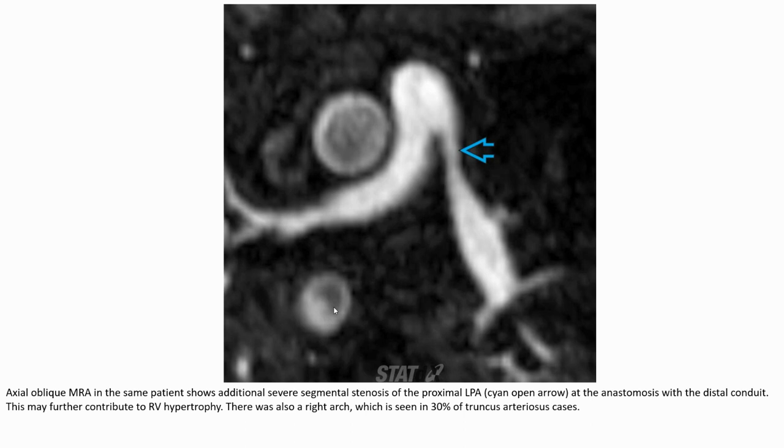The echocardiogram also shows an additional severe segmental stenosis of the proximal left pulmonary artery at the anastomosis with the distal conduit. This may further contribute to right ventricular hypertrophy. There was also a right arch, which is seen in 30% of truncus arteriosus cases.